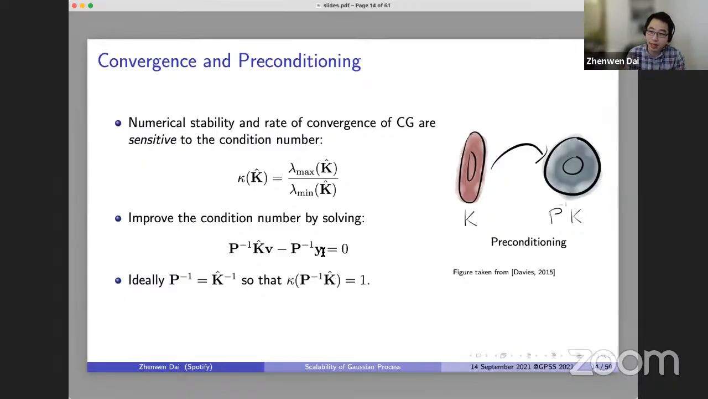Of course, that is not doable in practice, but the idea is that people will use some domain knowledge to come up with a way of defining a preconditioning matrix that is as close as possible to the covariance matrix, or the inverse of the covariance matrix.